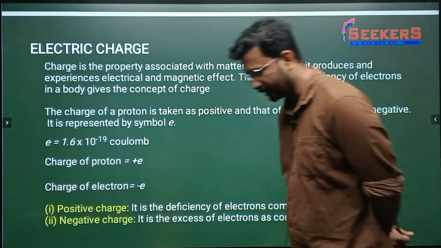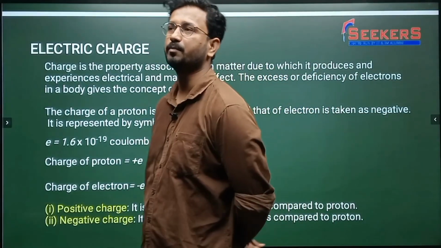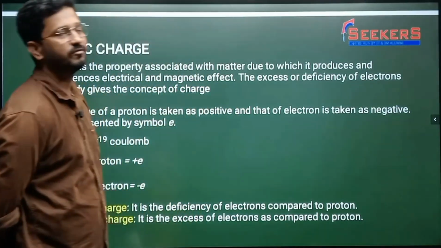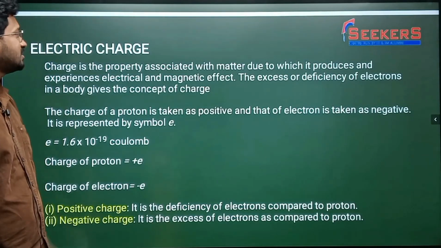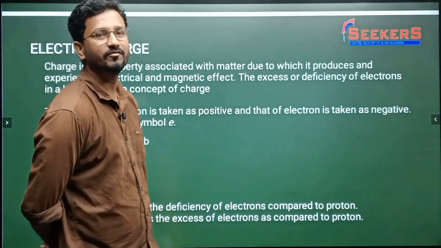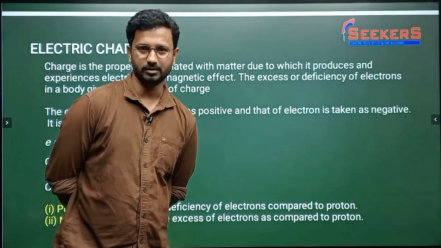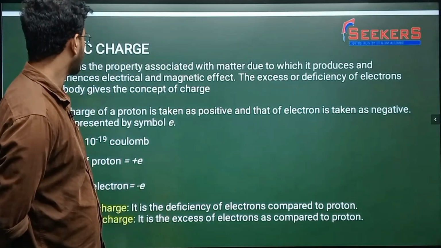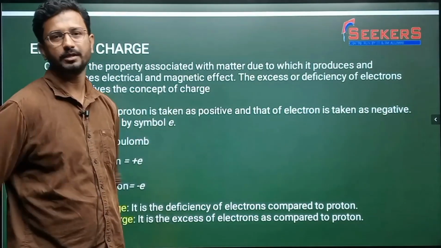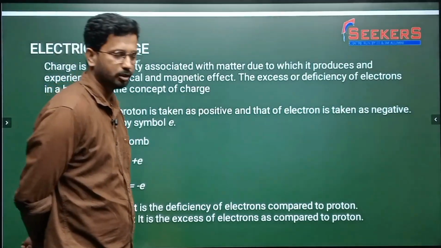So we came to know that these elementary particles, electrons and protons, exert another force also, which is the electrical force or magnetic force. So charge is basically that property of matter, of a particle, which creates electric and magnetic forces. For example, if you keep two charges together, there will be either repulsion or attraction.